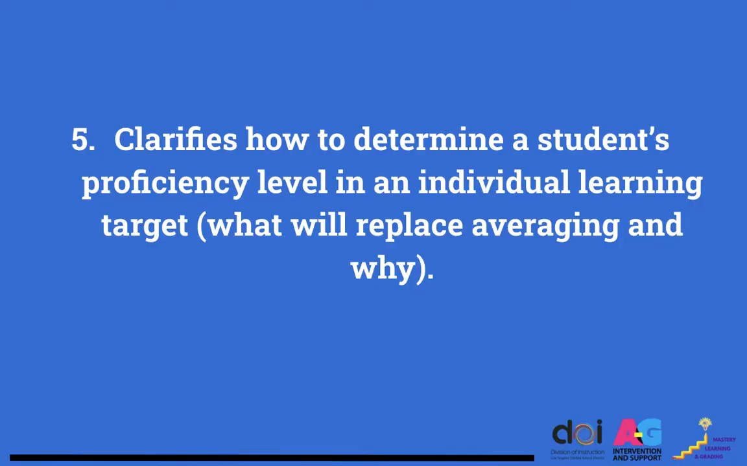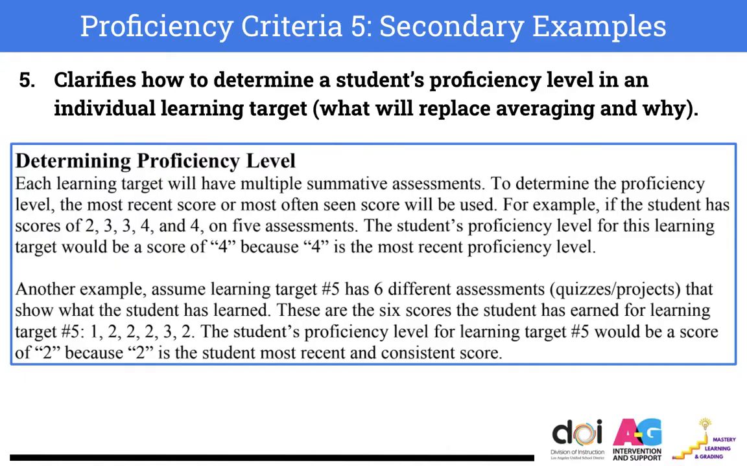The fifth criteria clarifies how to determine a student's proficiency level in an individual learning target. So in this example, the teacher has described how they will be determining proficiency levels for each learning target. This teacher says that, for example, if the student has scores of 2, 3, 3, 4, and 4 across 5 assessments, then the student's proficiency level might be a score of 4 because 4 is the most recent proficiency level.